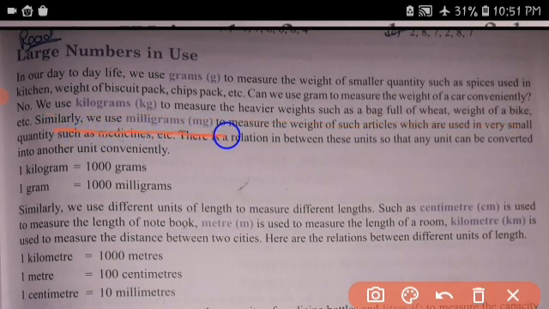Similarly, we use milligram to measure very small quantities, such as medicine. We know that 1 kilogram is equal to 1000 gram. 1 gram is equal to 1000 milligram. 1 kilometer equals 1000 meter. 1 meter equals 100 centimeter. 1 centimeter equals 10 millimeter.